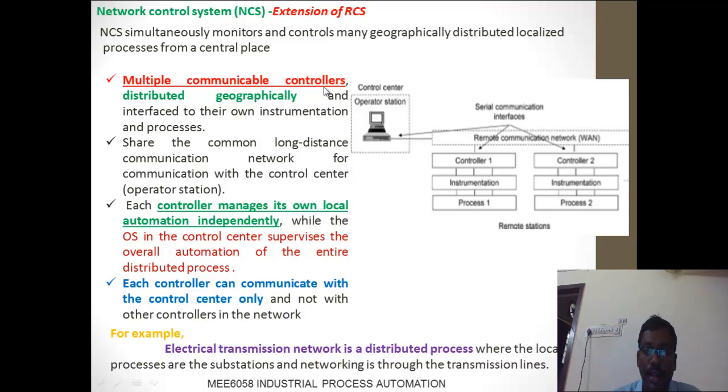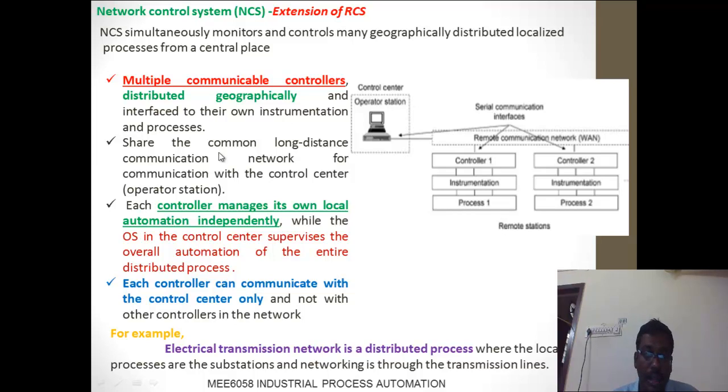So we have multiple communicable controllers, which also use the serial communication interface. It is the same process, but located in different geographical areas. It's an extension of the remote control system. What is the advantage here? Plant 1 is located in Tamil Nadu, plant 2 in Bombay, plant 3 in West Bengal. So how is the data transferred to the control center? Data transfer is most important here. If it is located within the plant it's not a problem, we can transfer data over a local area network. But here we are proposing a wide area network with a fast processing speed. Only then can it transfer data to the operator systems as quickly as possible and control the several processes.